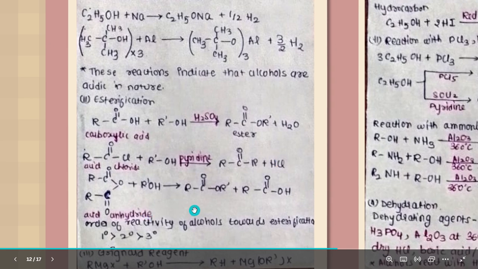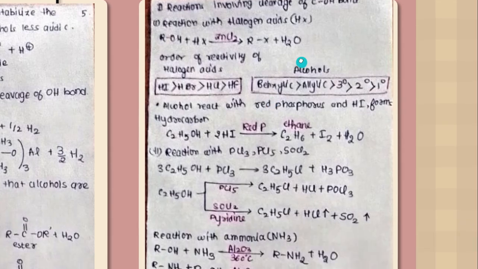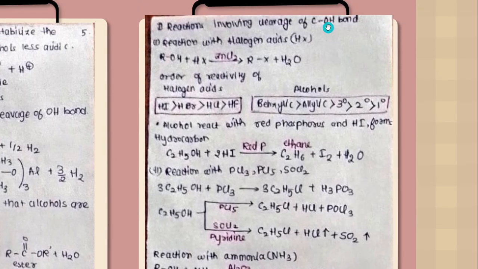Now Grignard's reagent RMgX plus ROH gives RH, that is a hydrocarbon, plus Mg(OR)X. Next, coming to reactions involving the cleavage of the C-OH bond, that is OH is getting separated from carbon. Reaction with halogen acids, that is HX. So ROH plus HX gives us RX, that is alkyl halide, in presence of ZnCl2, and also gives us water.